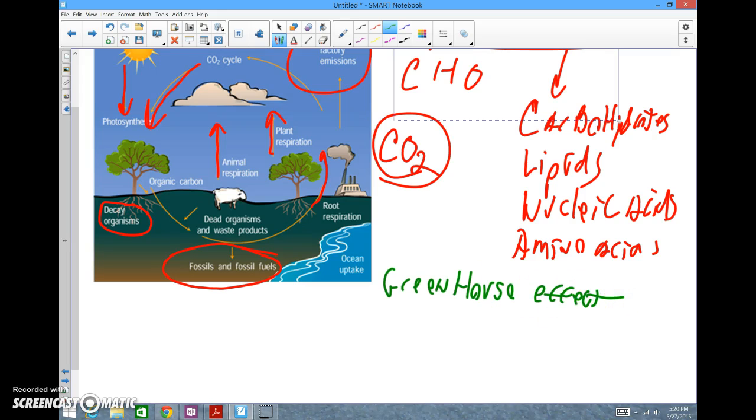Light can get through, but when it goes to bounce back out, more of it gets trapped than it's supposed to. And that actually happens in the atmosphere when we fill it with carbon dioxide. And that's what's causing what we call global climate change.